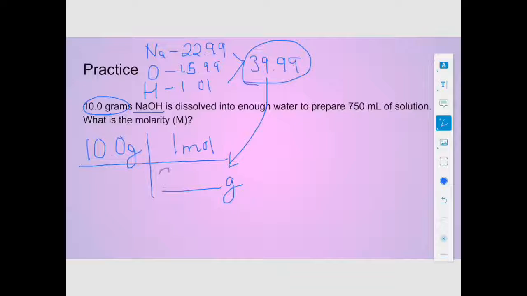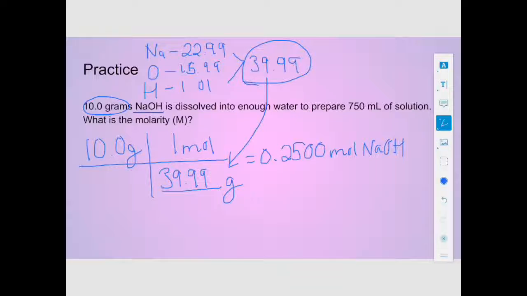We've already found it. So 39.99. We're going to go ahead and do the math. 10 grams times 1 divided by 39.99. And we are going to get 0.2500. I only like to carry to 4 decimal places. You can carry to more if you'd like. Now this is moles of NaOH. So that's step number 2, is to go from grams to moles.